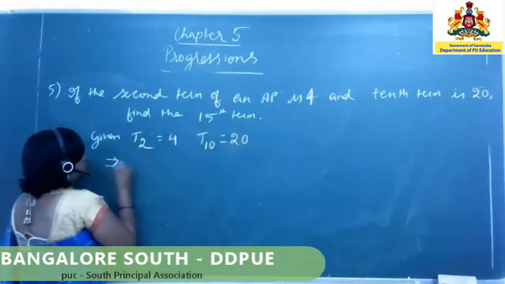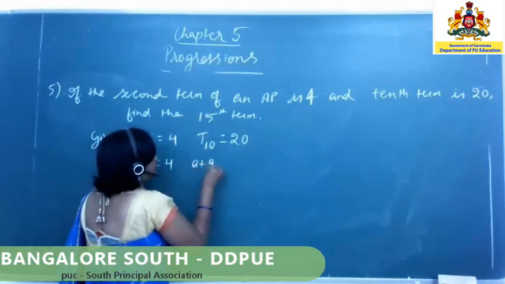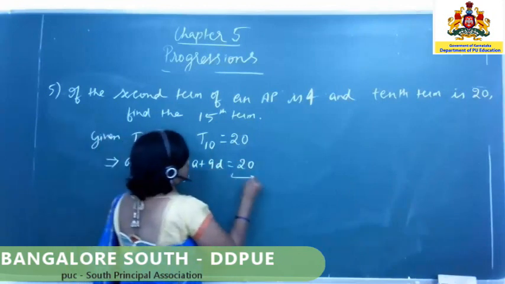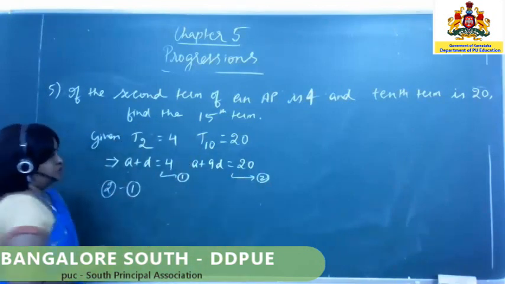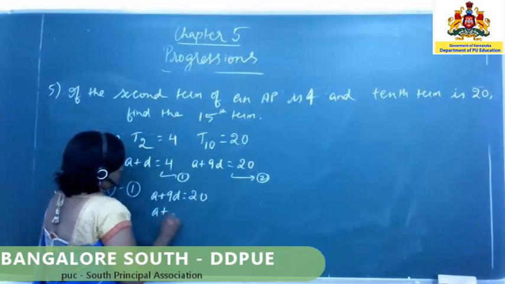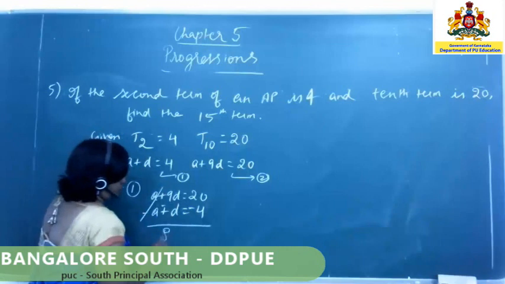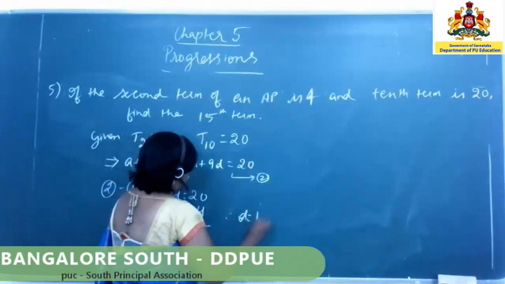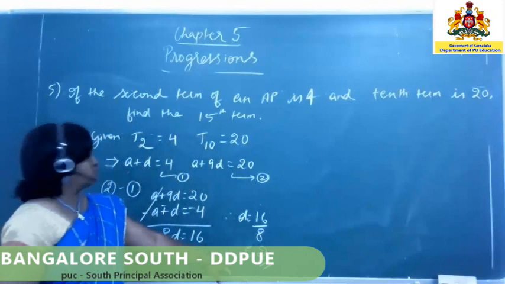So this implies A plus D is equal to 4, A plus 9D is equal to 20. So I'll call this as 1 and this as 2. So 2 minus 1. A plus 9D is equal to 20. A plus D is equal to 4. So subtract, 8D is equal to 16. So therefore D is equal to 16 by 8, that is equal to 2. So D is equal to 2.